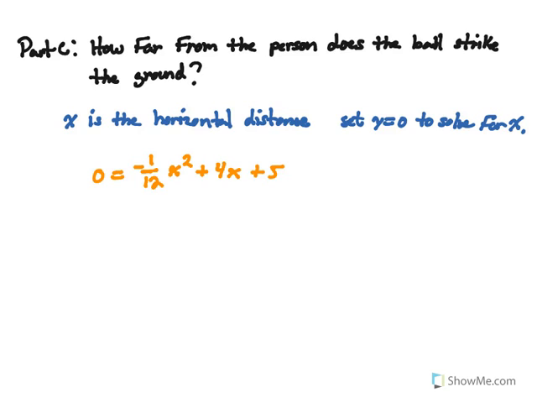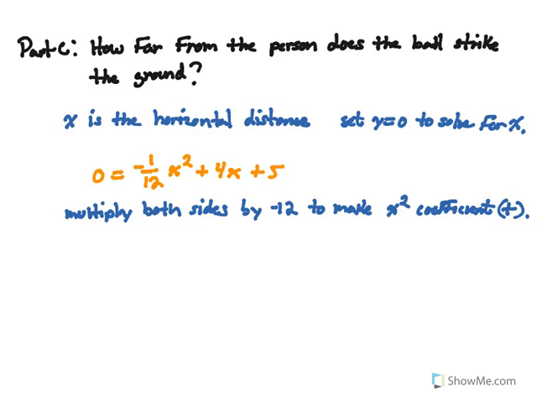Okay, so anyways, we're going to make this quadratic function a little bit easier to work with. We need to make sure the x squared coefficient, the a coefficient, is positive. So we're going to multiply both sides by negative 12 to make the x squared coefficient positive. Let me go ahead and write that down. Here's what I'm going to do. I'm going to take 12 and multiply it on both sides.